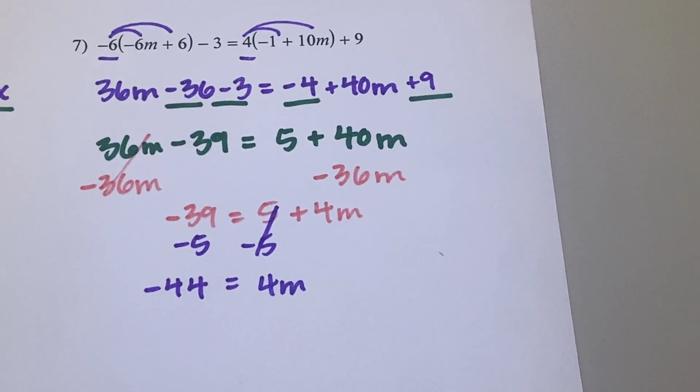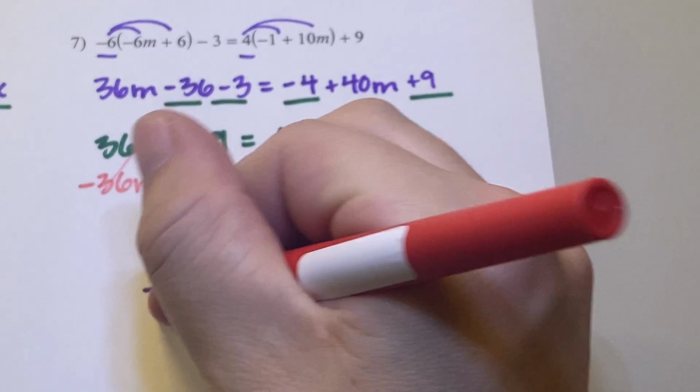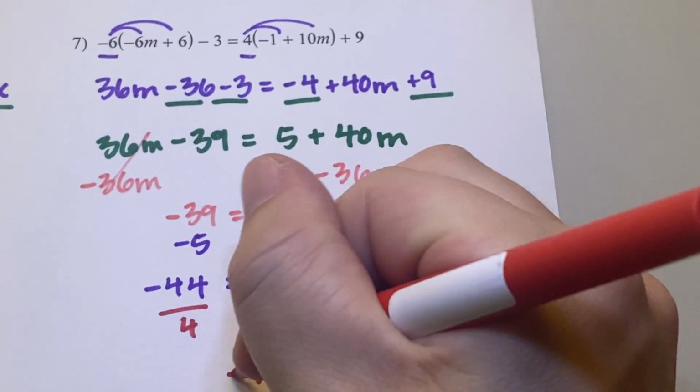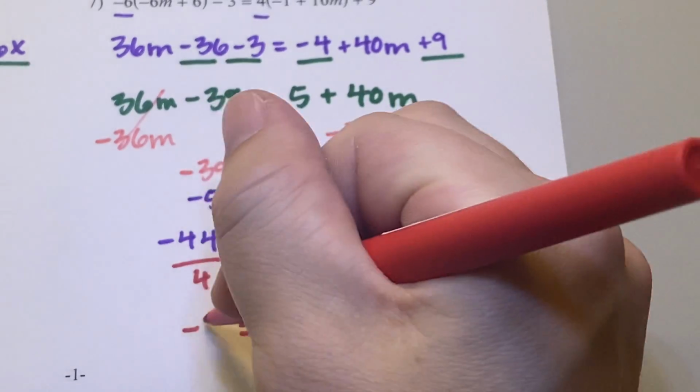Okay. My last step is to get rid of that times 4. I'll divide by 4. Booyah! m equals what? -11. Nice, you guys.